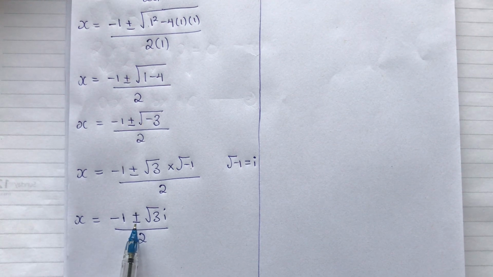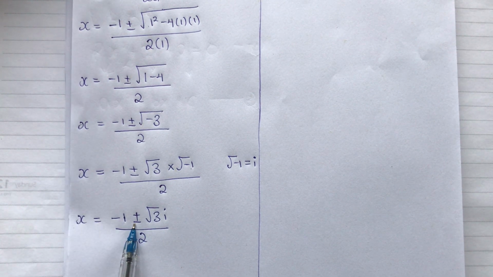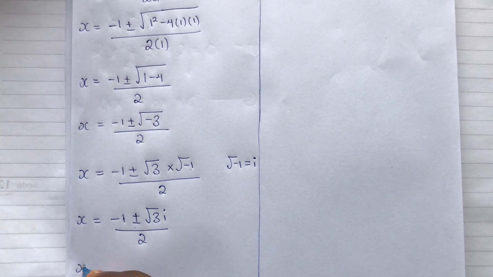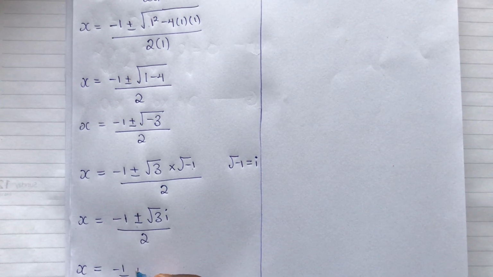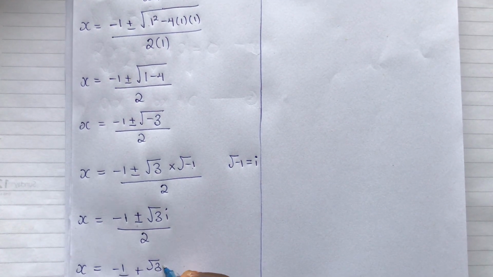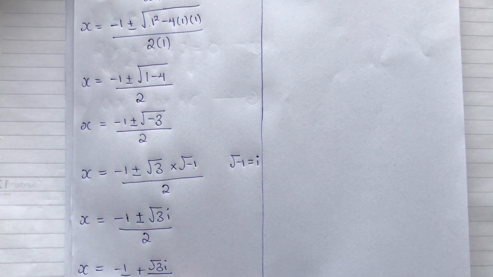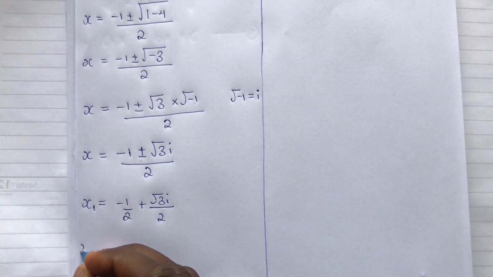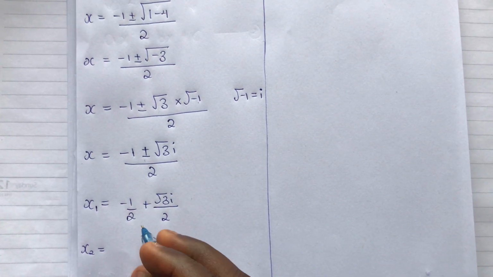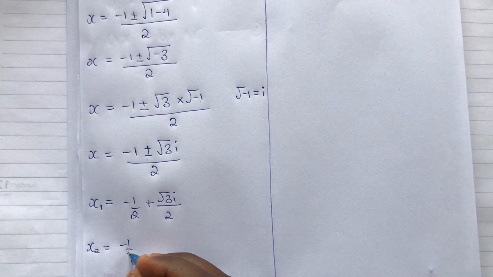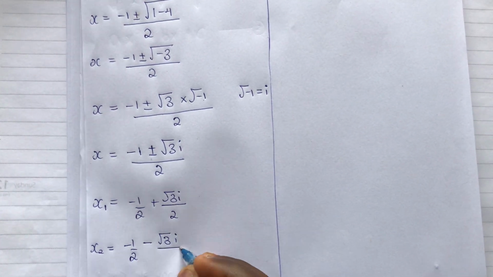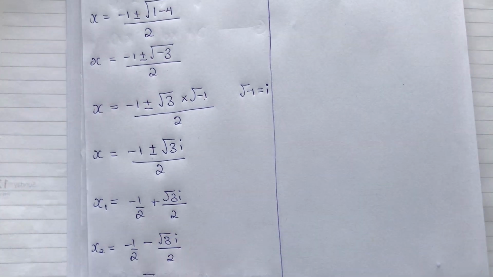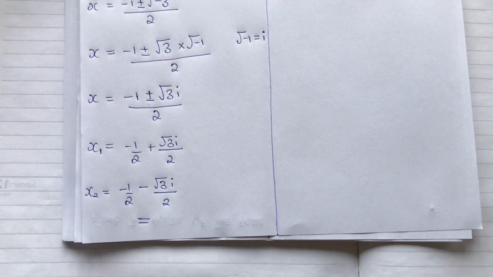But one is positive and one is negative, because we have plus here and minus here. So we have x1 being equal to minus 1 over 2 plus root 3 i all over 2. Then x2 is giving us minus 1 over 2 minus root 3 i all over 2. And this is our final solution.